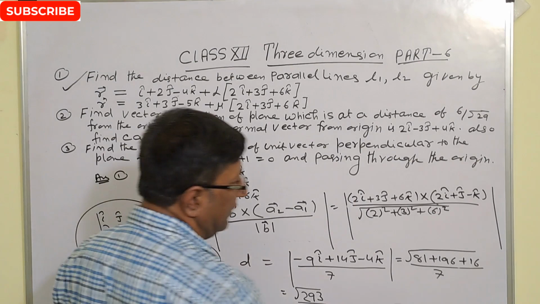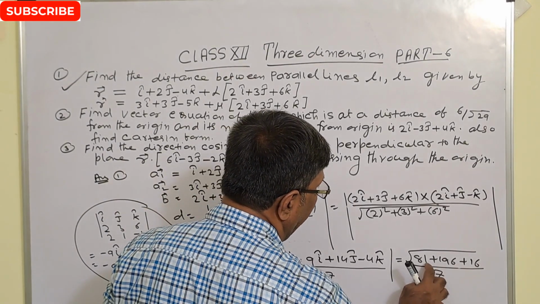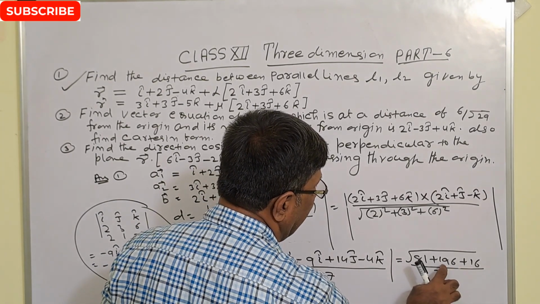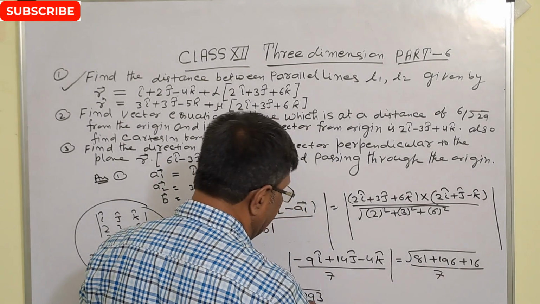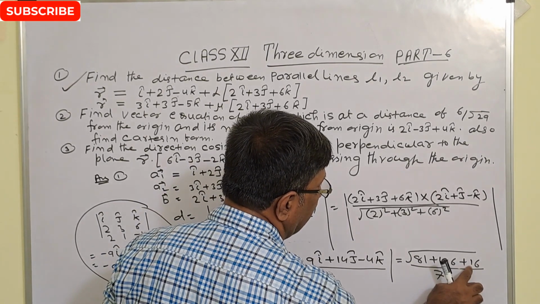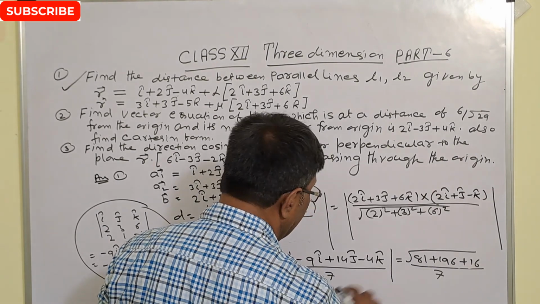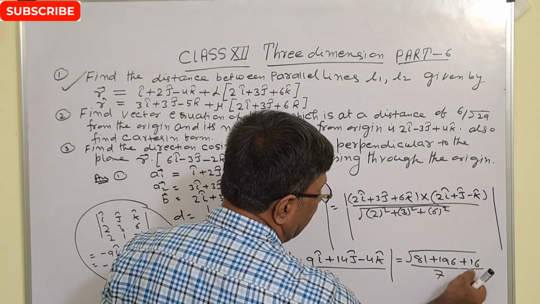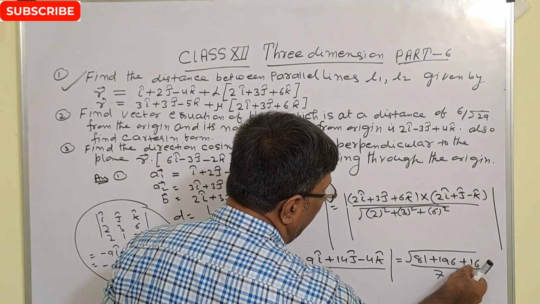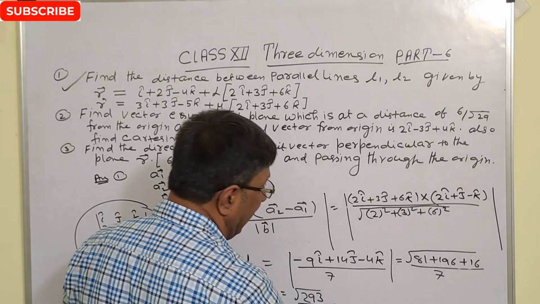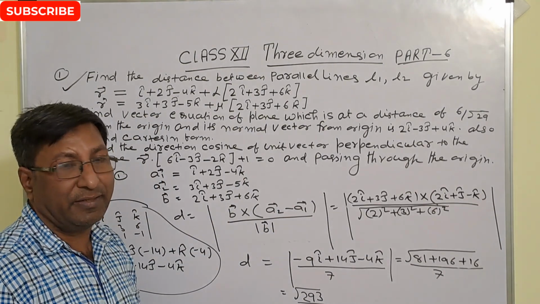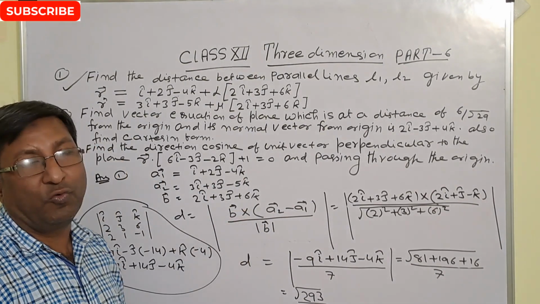When we add these numbers: 6 plus 6 is 12, 12 plus 1 is 13, and then carry 1. So 1 and 2, 9 is 11 and 8 is 19, carry 1. So this is 293. Then 2 root under 293 by 7 is the distance between these two parallel lines.